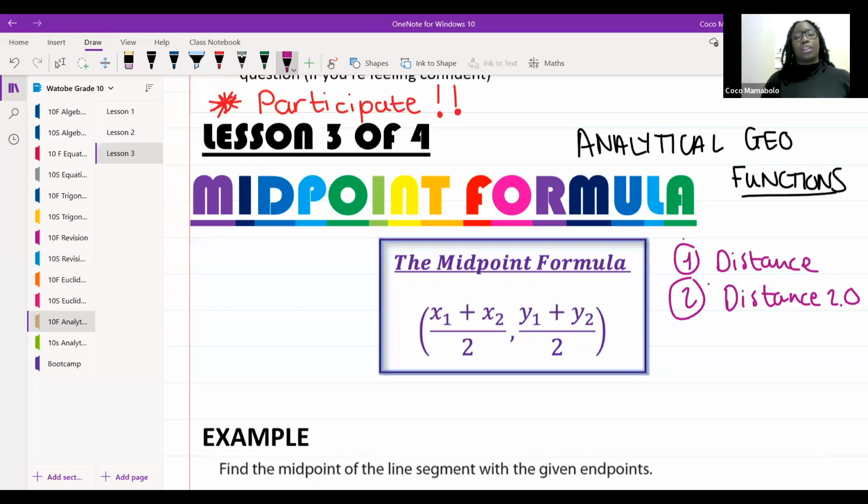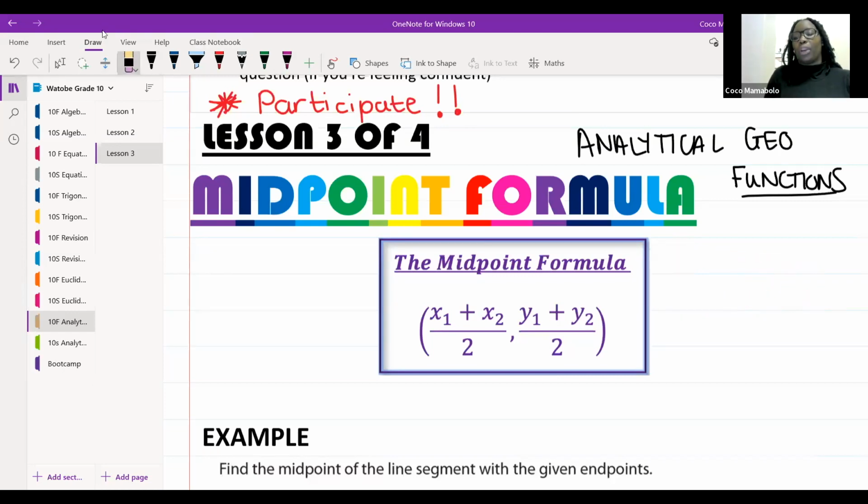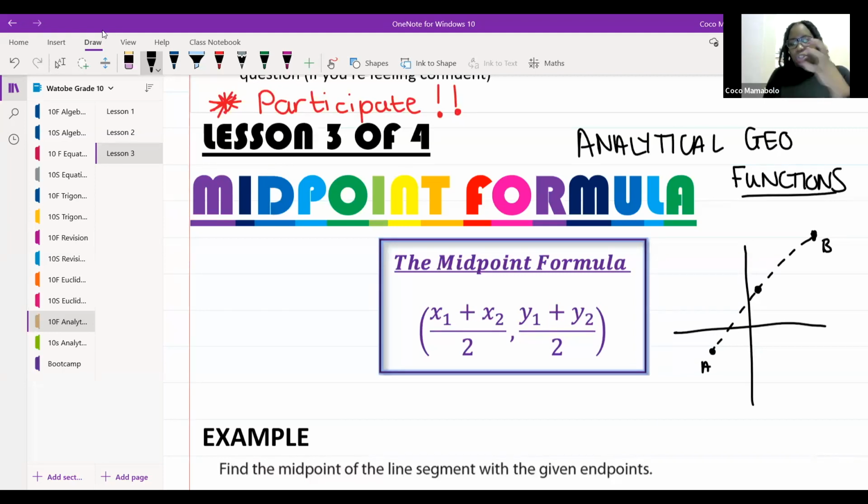So today in lesson 3, we're going to be looking at the midpoint formula. All right, so remember, guys, when we're looking at the midpoint formula, what we're looking at is a point or a line on a Cartesian plane. So if I have a Cartesian plane and I have a point here, we'll call this point A, and I have another point here, we'll call this point B, and I join these two together like that. I want to find out exactly where the midpoint of this line is. So I'm going to call this midpoint M.